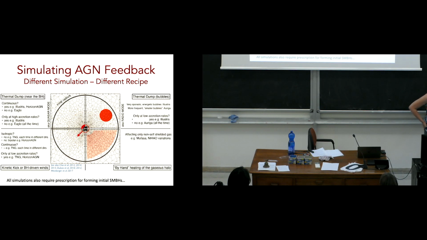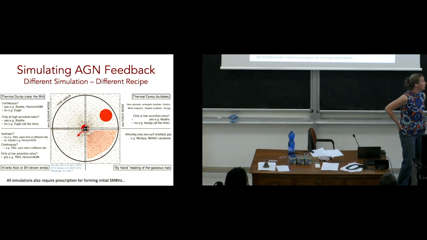Since then, a lot of different subgrid recipes have been developed. So starting out with a black hole here at the center, I'm just visualizing how this feedback is realized in a bunch of typical simulations where one of the most common ones is the thermal dump, just releasing that thermal energy close to the black hole. That's implemented in a continuous fashion in Illustris and Horizon AGN. And in some cases, this only happens at high accretion rates.